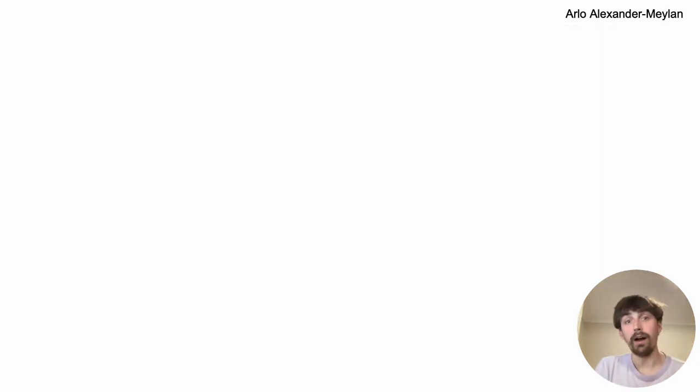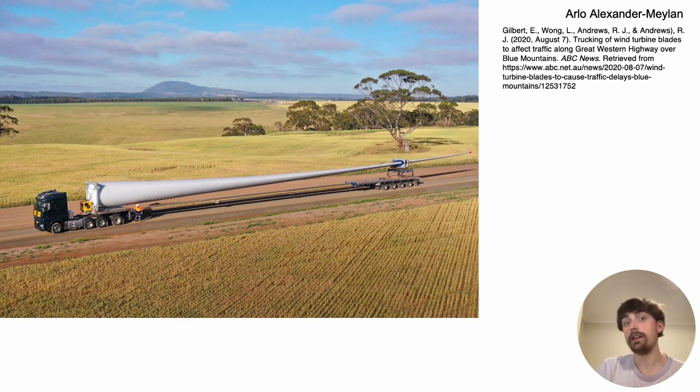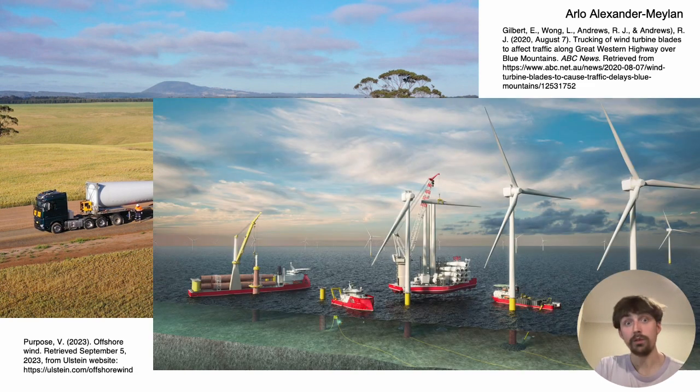When you start to think about it, it makes a lot of sense that the transportation of such large pieces of machinery and their installation in rural areas is very carbon intensive. And that's even more obvious when you think about the process of trying to do that in the ocean.